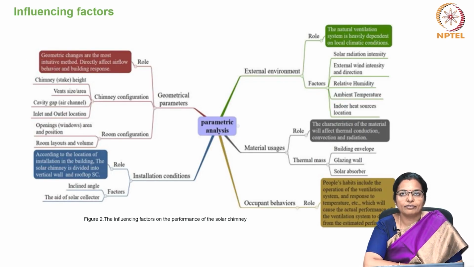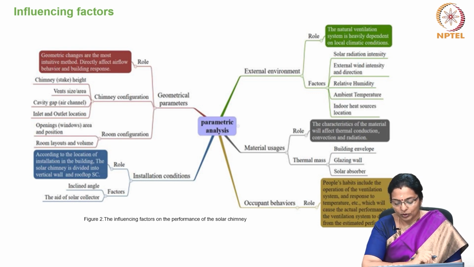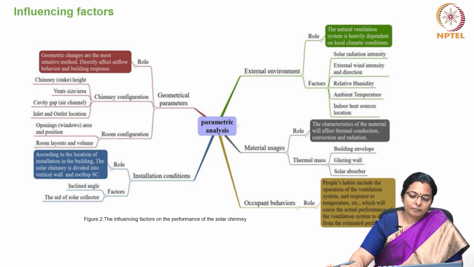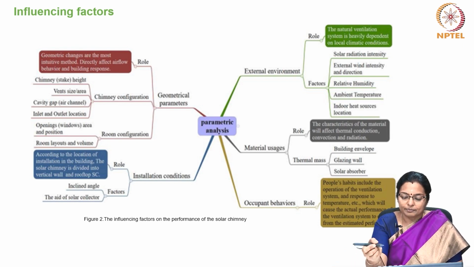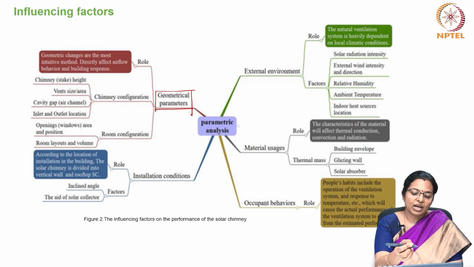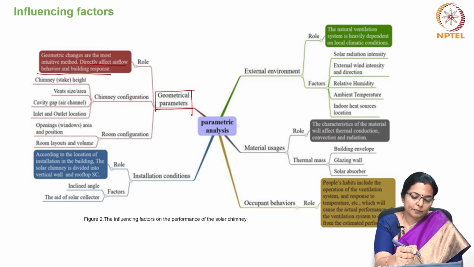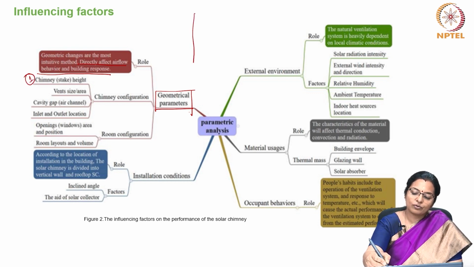Let us look at the factors which influence the use of solar chimneys. So, what all factors govern its performance? The factors which govern are the geometrical parameters. Geometrical parameters means the geometric changes are the most intuitive method, directly affecting airflow behavior and building response. First is the chimney height or the height of the stack.